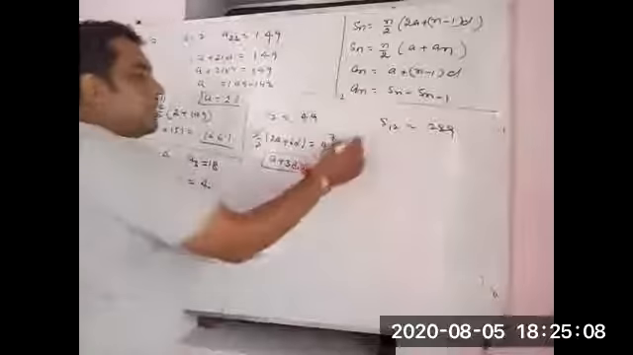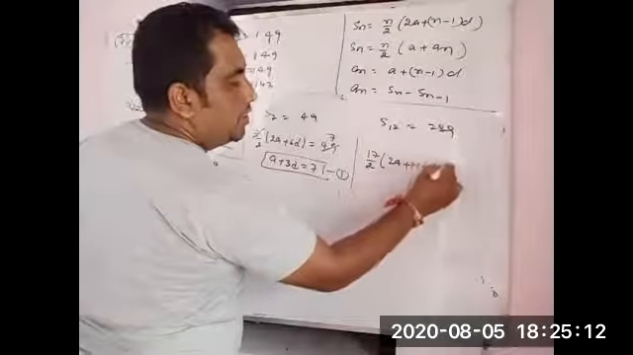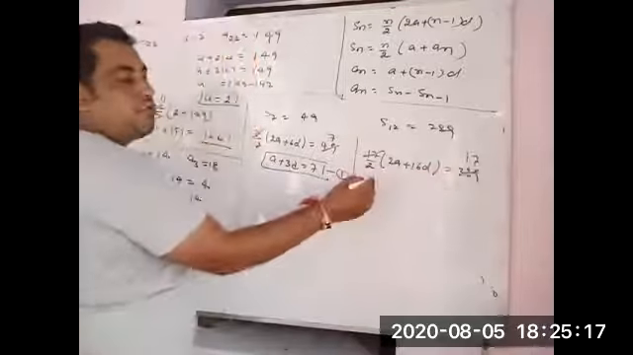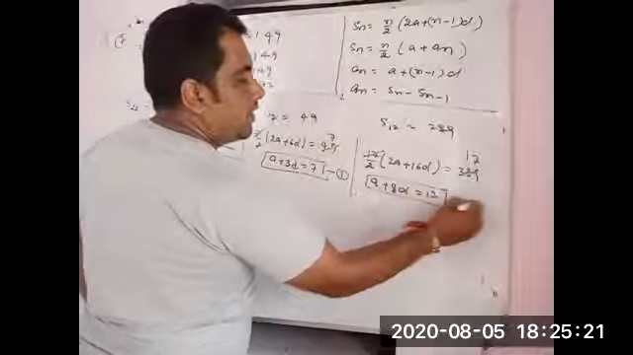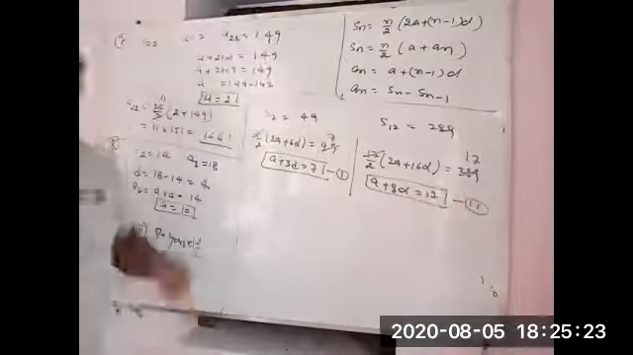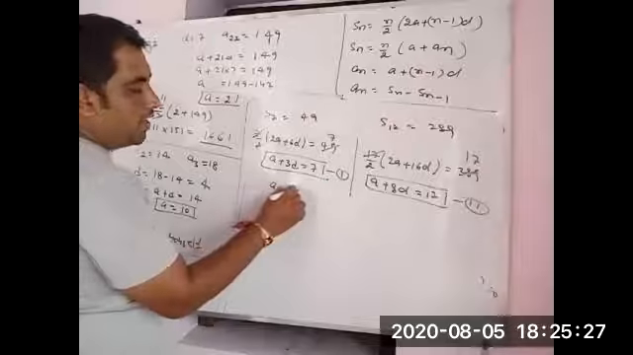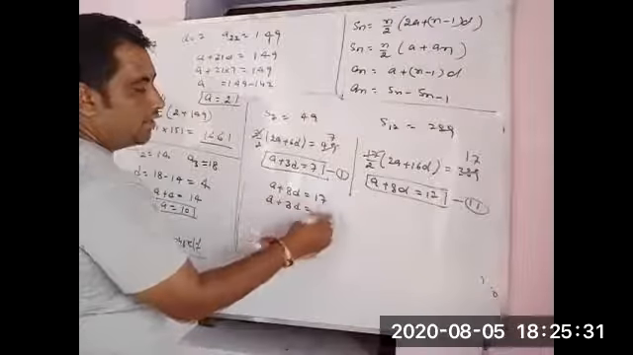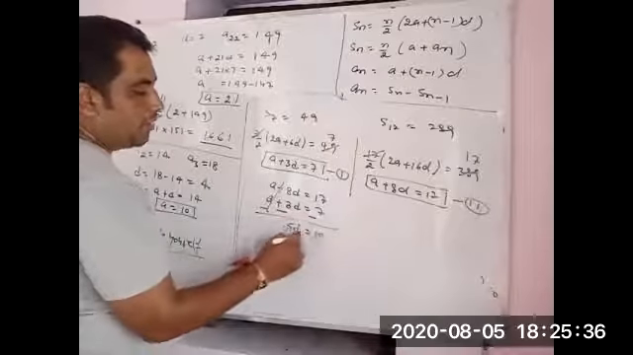Now, S17. 17 by 2, 2a plus 16d equal to 289. 17, 17. Again 2 common. a plus 8d equal to 17. Again 2 will be cancelled out. We are having now two equations. a plus 8d equal to 17, a plus 3d equal to 7. Subtract: 5d equal to 10.